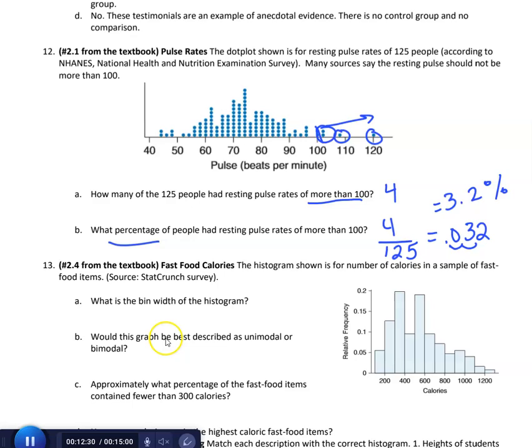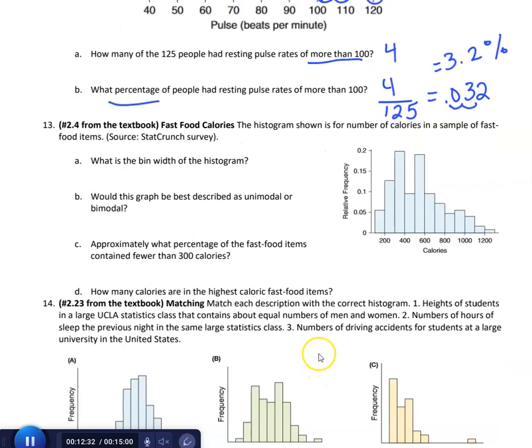Now, number 13, we are looking at a histogram. I know it's a histogram because the bars, the bins by the way, are touching each other. Remember, with bar graphs, they have to be separated. So I've got a histogram and it says the number of calories in a sample of fast food items. So number of calories would be numerical data. So it has to be a histogram or a dot plot. So we know it's a histogram here.